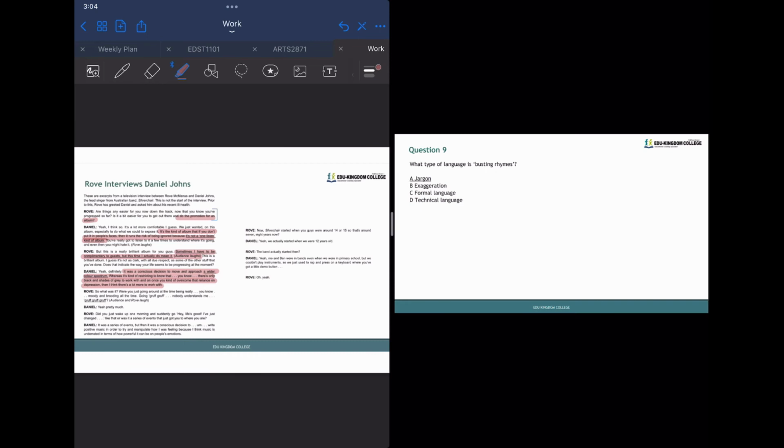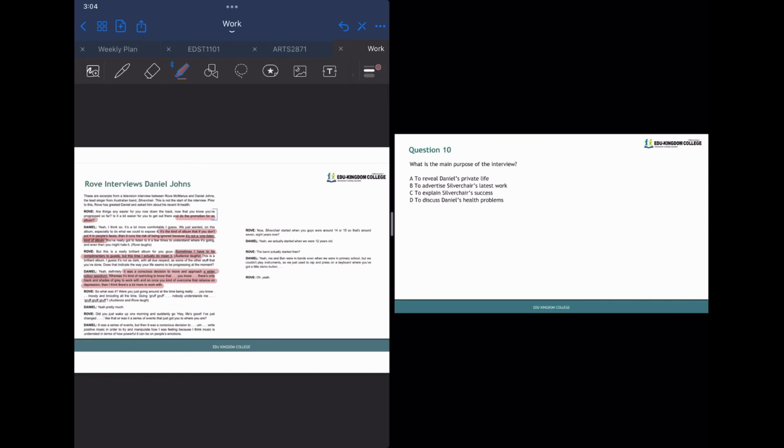If you guys are familiar with jargon, or if you're not, please look it up anyway. Jargon is basically technical language that is specific to that field. For example, in English, we have techniques like personification, metaphor, simile. Those are specific words used in English. You wouldn't use them anywhere else. So that's what makes it English jargon.